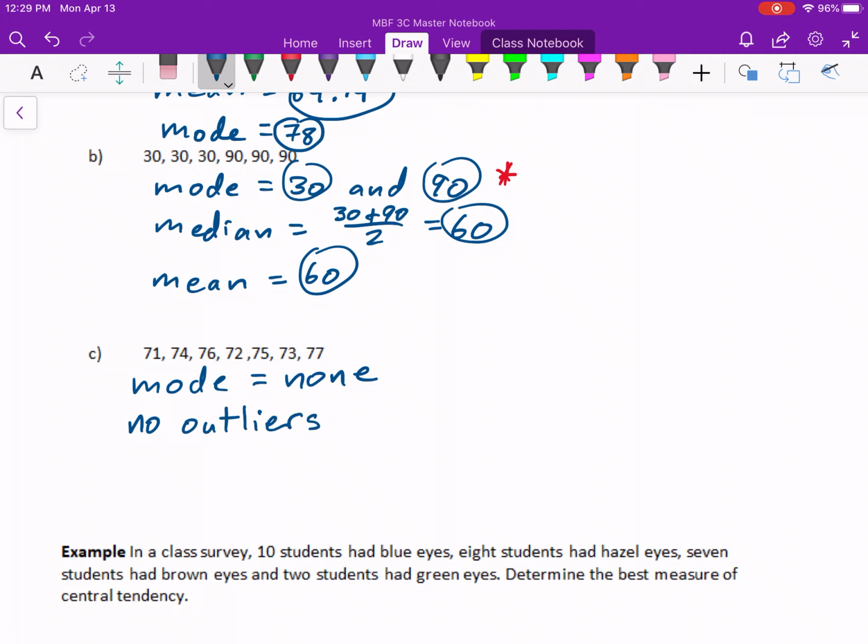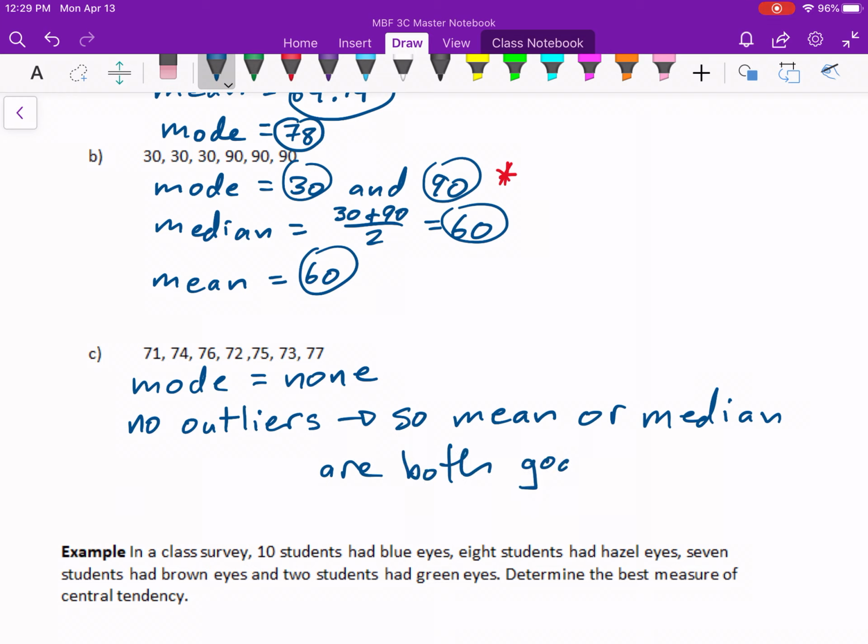Because there's no outliers, that means that the mean is okay. But of course, anytime the mean works, the median also works, so I would say either one is fine. This is a good example of a time when the mean is fine. No outliers, the numbers are fairly closely grouped together, so there's no extreme cases affecting things.